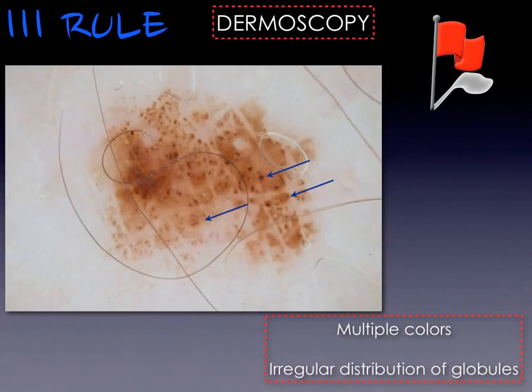And as a third rule, when we look at the dermoscopic view of this tumor, we see the presence of multiple colors and this irregular distribution of globules that are synonymous with melanoma diagnosis.